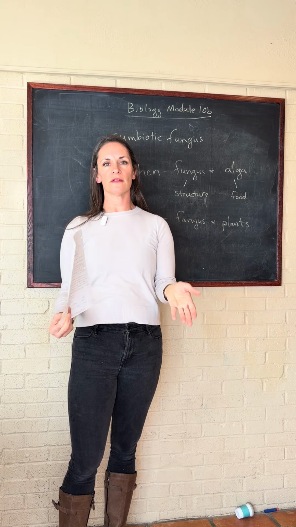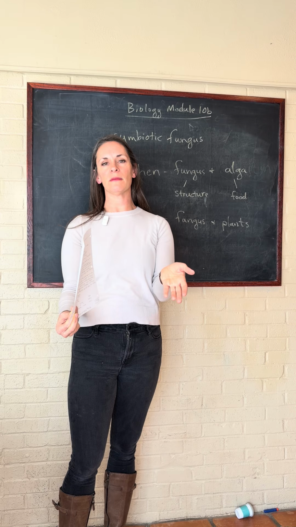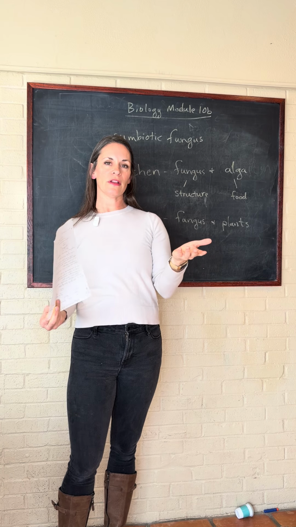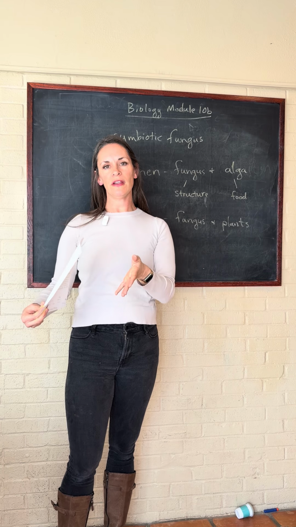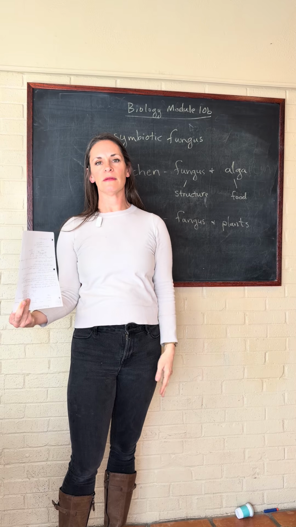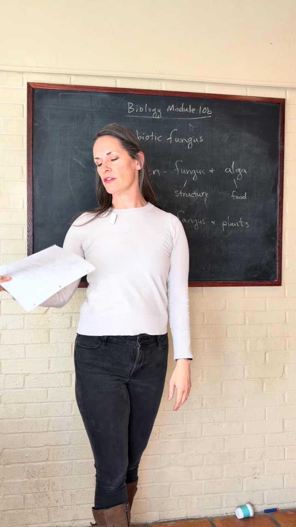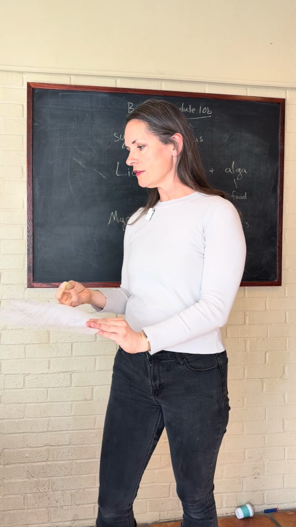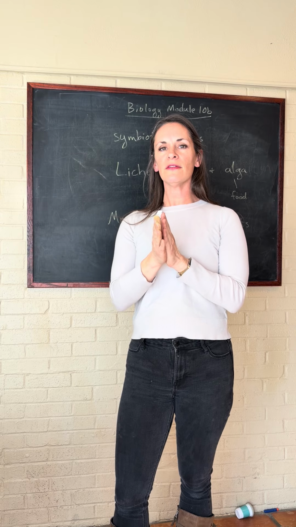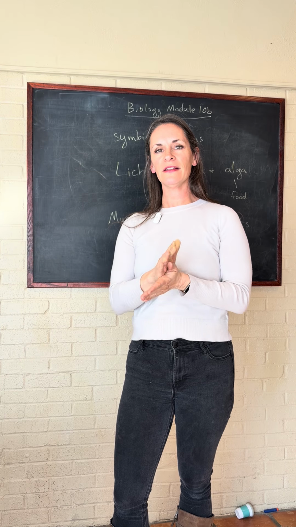It helps with the uptake of those nutrients into the plant's roots, and in turn, it eats some of the food that the plant makes. So the plant feeds the fungus, the fungus helps with the uptake of minerals, and they live in symbiosis together. All plant roots do have this type of symbiosis that helps them live and thrive. So that covers our Module 10.